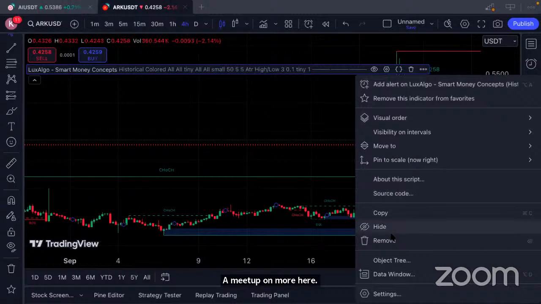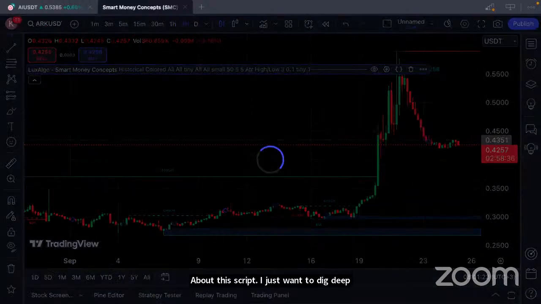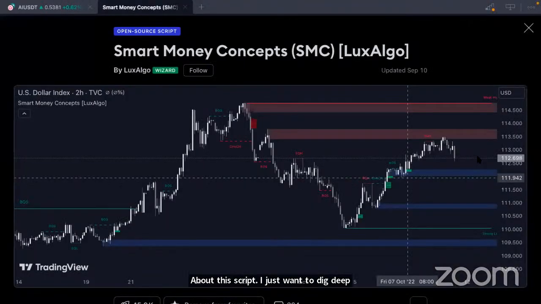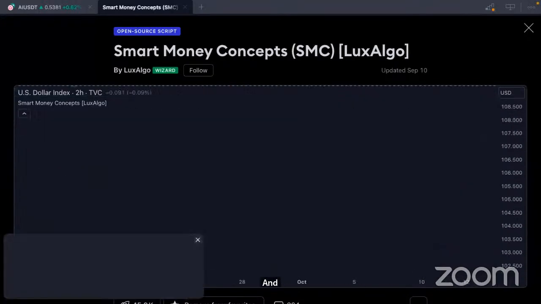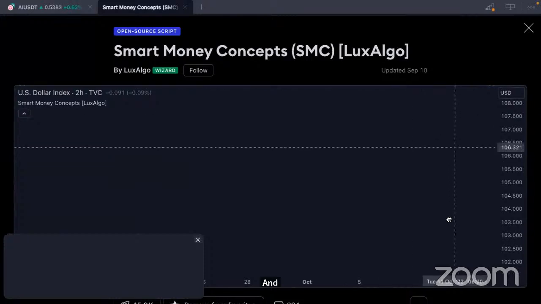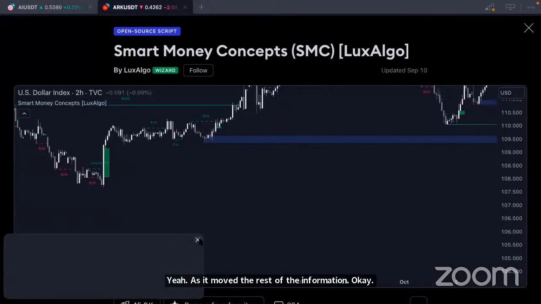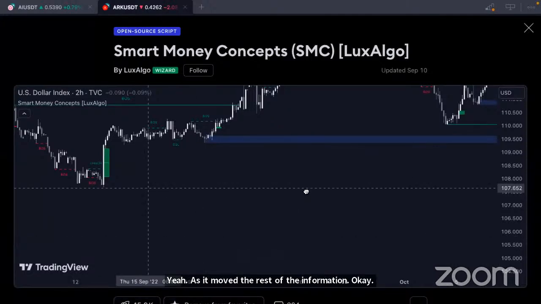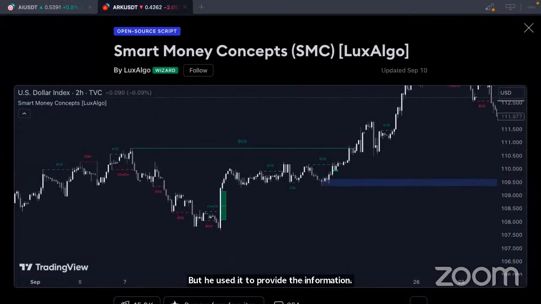Okay. About the script, I just want to dig deep into his script and see. But it seems like when I dig deep here, he has removed the rest of the information. Okay. But he used it to provide the information about the script. So then we shall leave this and I'll manually explain the indicator personally.